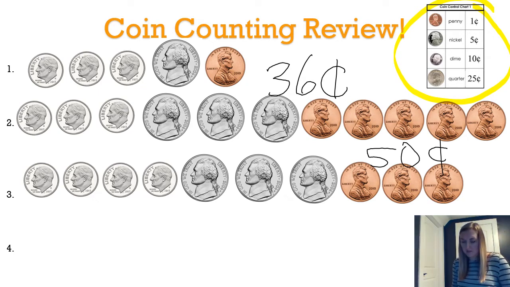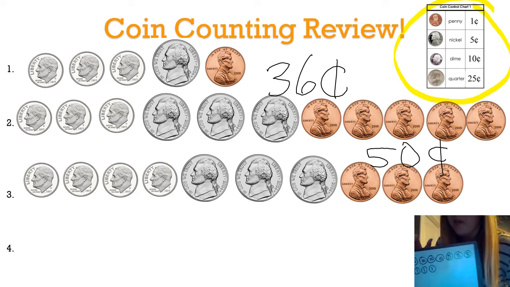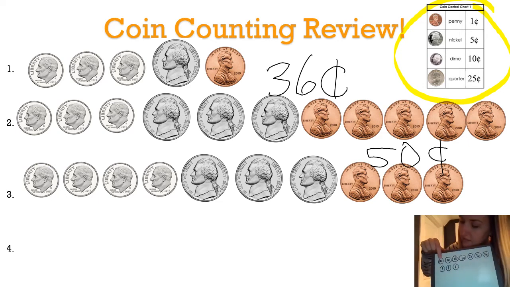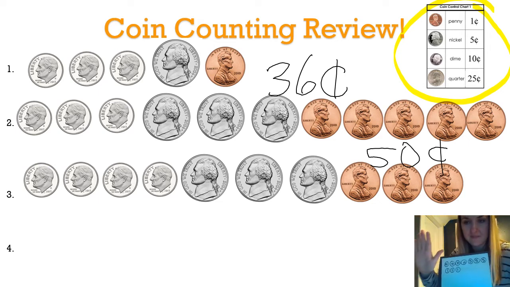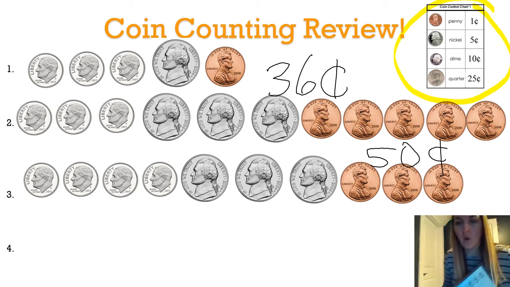Ready to count? Counting by what first? Tens. Say stop when we should stop counting and switch. Ready, set, begin. 10, 20, 30, 40, 45, 50, 55, 56, 57, 58. What number did we stop at? 58. 58 what? Cents.